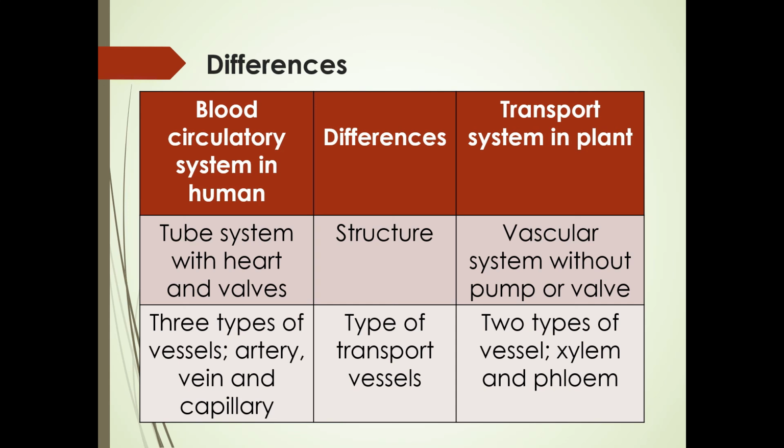And the type of transport vessel. There are three types of vessel. We have the artery, vein, and capillary. The artery transports the oxygenated blood, and the vein transports the deoxygenated blood. But there is an exception. The pulmonary artery transports the deoxygenated blood, and the pulmonary vein usually transports the oxygenated blood. There's only one exception there.